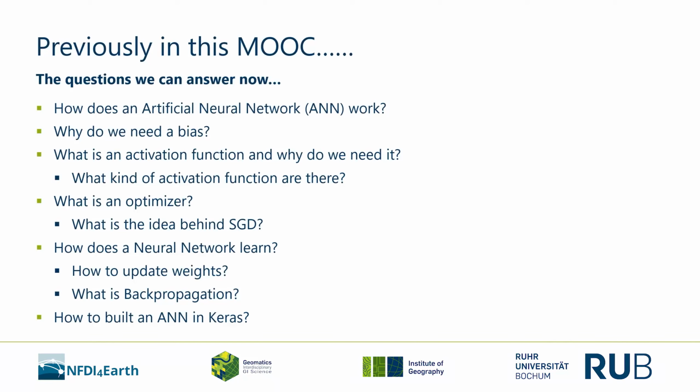Why do we need a bias? What is an activation function? Why do we need it? And what kind of activation functions are there? What is an optimizer? Be more precise, what is the idea behind stochastic gradient descent? How does a neural network learn, including updating weights and backpropagation? And finally, how to build an ANN in Keras.